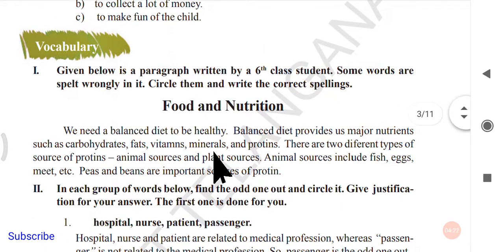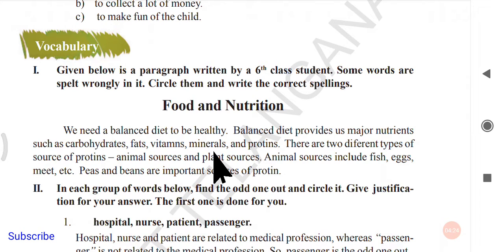Next we have vocabulary, Roman number 1. Given below is a paragraph written by a 6th class student. Some words are spelled wrongly in it, so circle them and write the correct spellings. Okay, so this is the paragraph written by the 6th class student. There are some words which are spelled wrong. So let us check them and make them correct.